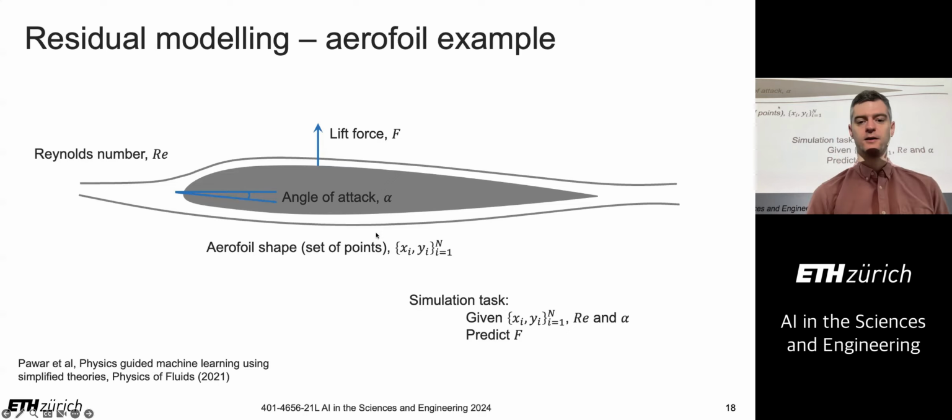So the simulation task here is, given our aerofoil design and the angle of attack, and also we assume what Reynolds number the wing is flying through, let's try to predict what the force is on the wing. And maybe the inverse task is to say, given our simulation model, can we get the best wing shape that maximizes the force on the wing?